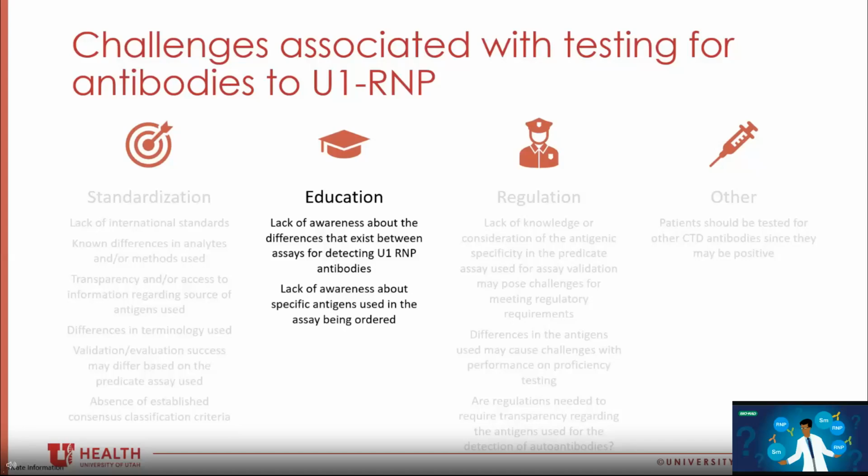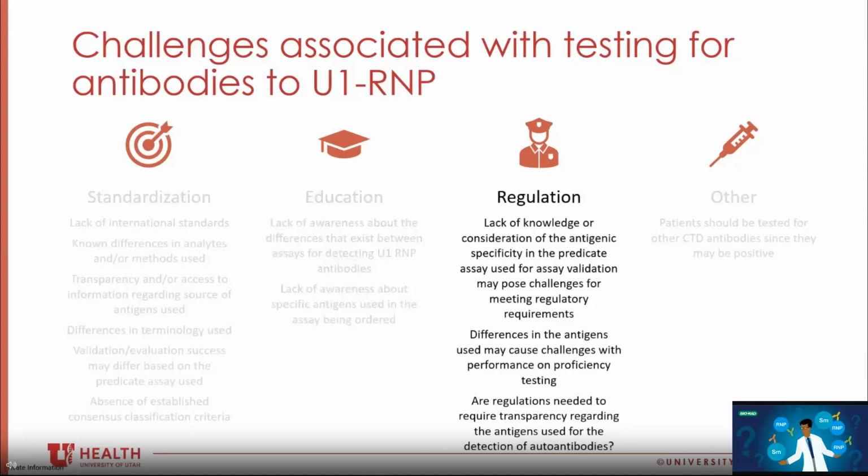There are also regulatory challenges associated with testing for antibodies to U1-RNP, including the possibility that a lack of knowledge or consideration of the antigenic specificity in the predicate assay used for assay validation may pose challenges for meeting regulatory requirements. Or the differences in the antigens used may cause challenges with performance on proficiency testing. These issues beg the question of whether regulations are needed to require transparency regarding the antigens used for the detection of autoantibodies.